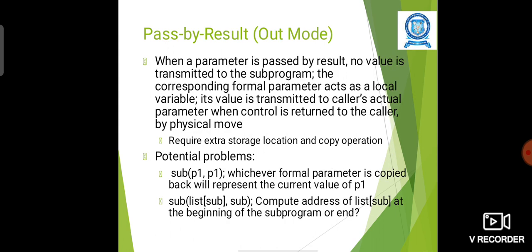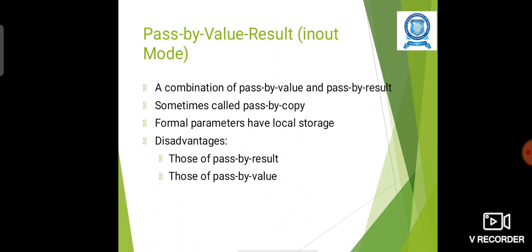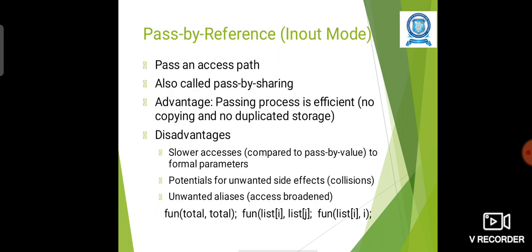Pass by result, out mode. When a parameter is passed by result, no value is transmitted to the subprogram. The corresponding formal parameter acts as a local variable. Its value is transmitted to the caller's actual parameter when control is returned to the caller, by a physical move. Pass by value-result, in out mode, is a combination of pass by value and pass by result, sometimes called pass by copy.